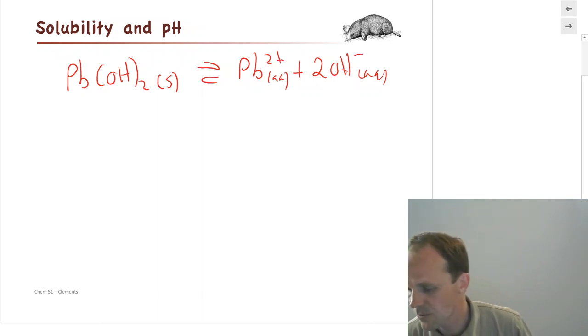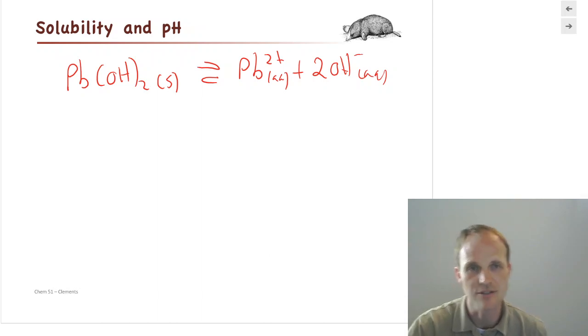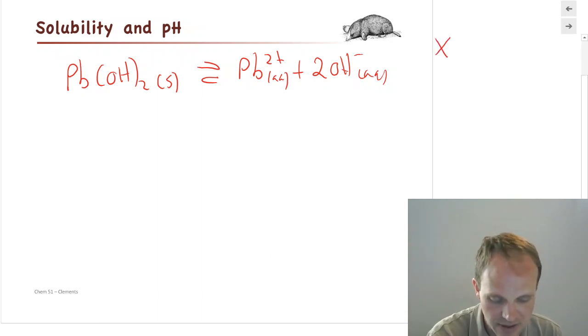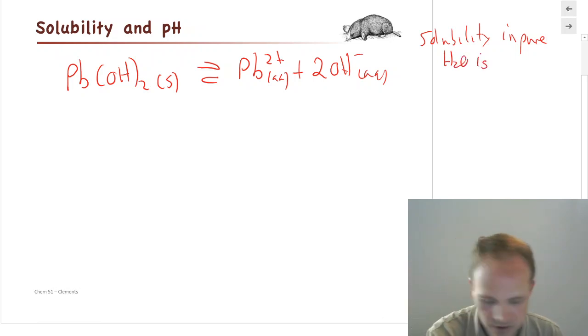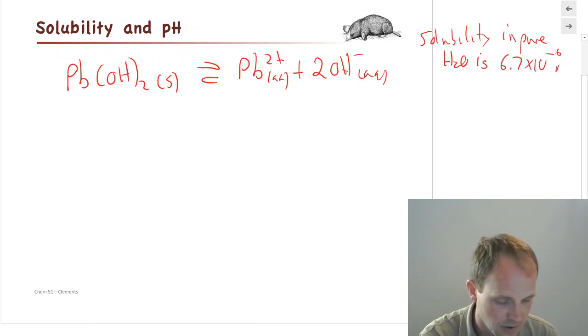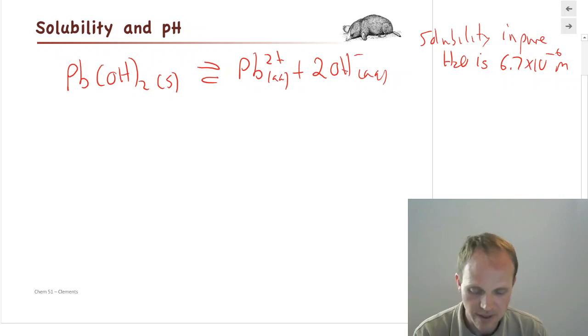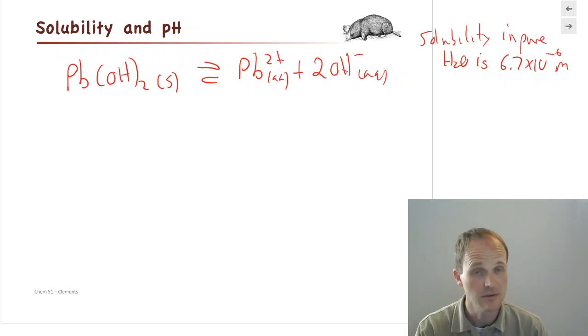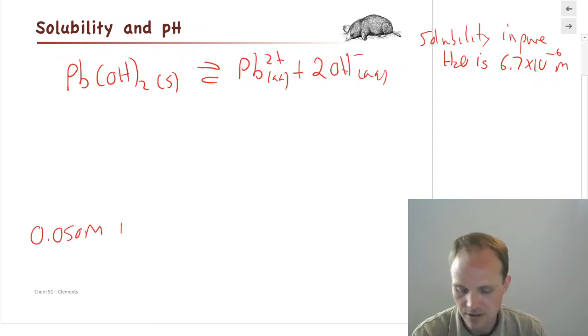And let's say in neutral water, we could do the calculation, right? You get x and 2x, you'd square those and do all the things you're supposed to do. And you'd find that the solubility in pure water is 6.7 times 10 to the minus 6 molar. But what we're going to do is put this now, instead of in neutral water, in a solution that's 0.050 molar sodium hydroxide.